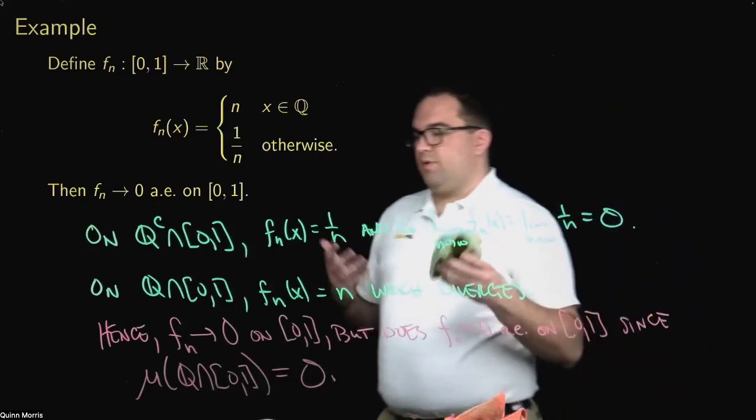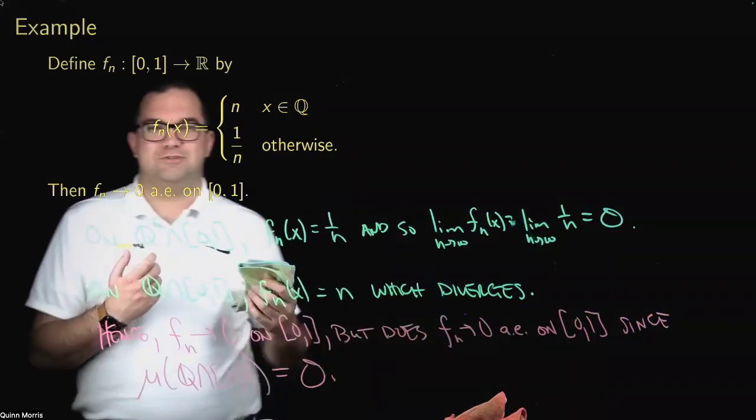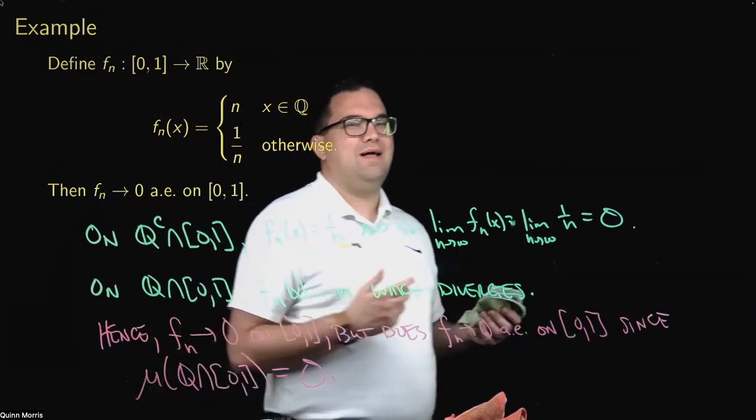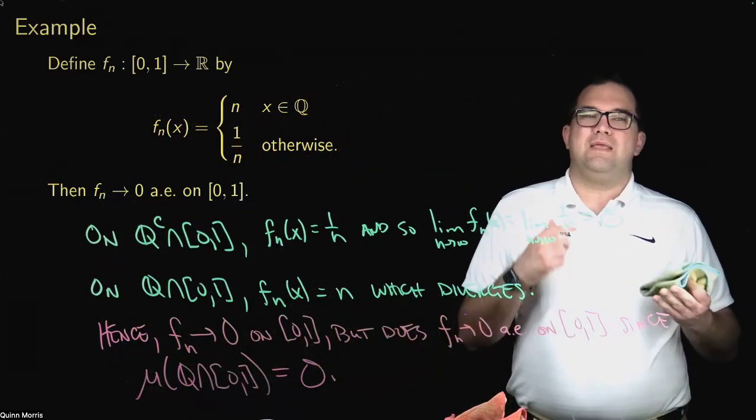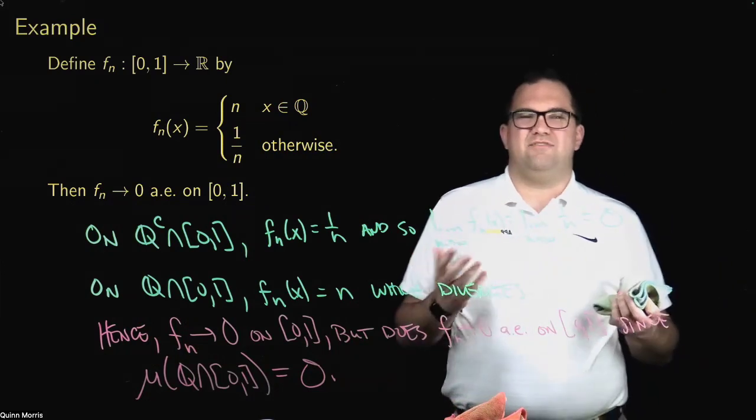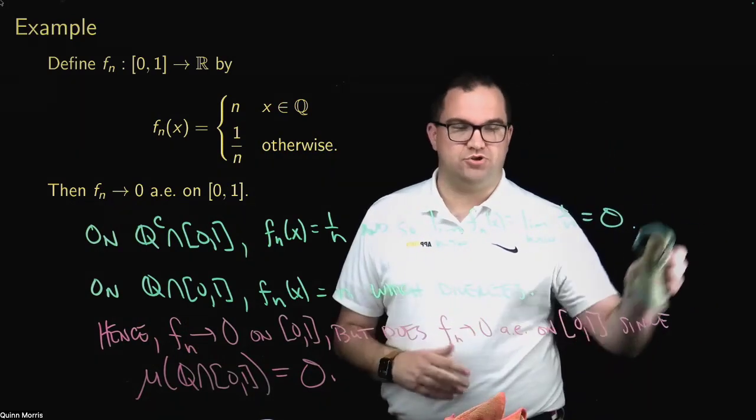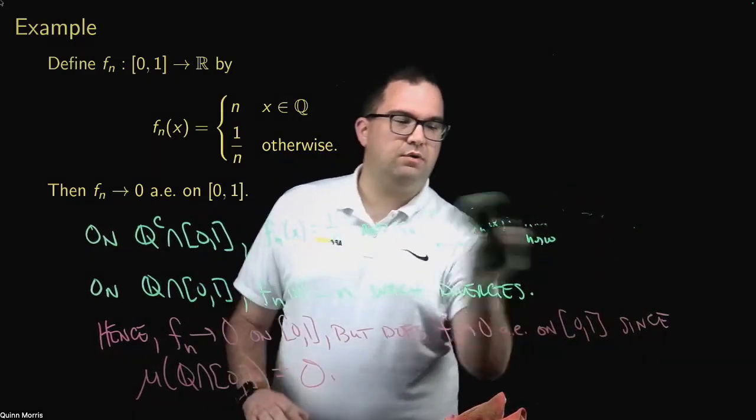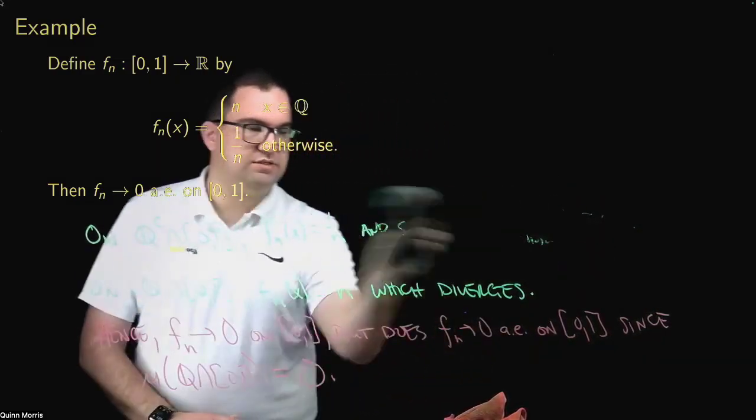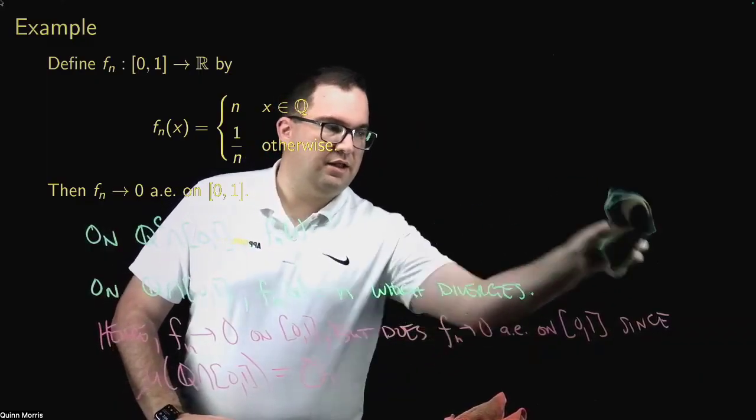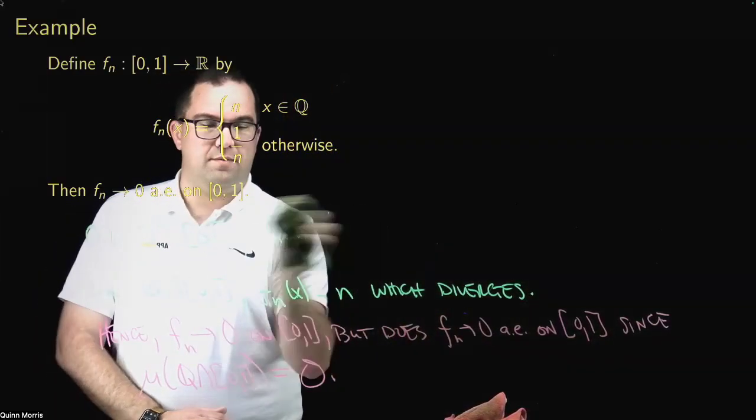So essentially what we're doing is defining this weaker type of convergence, which is essentially to say, well, it doesn't converge everywhere, but the places that it doesn't converge are small, right? And they're small in the sense of Lebesgue measure. So again, this is just an alternate way of talking about convergence.